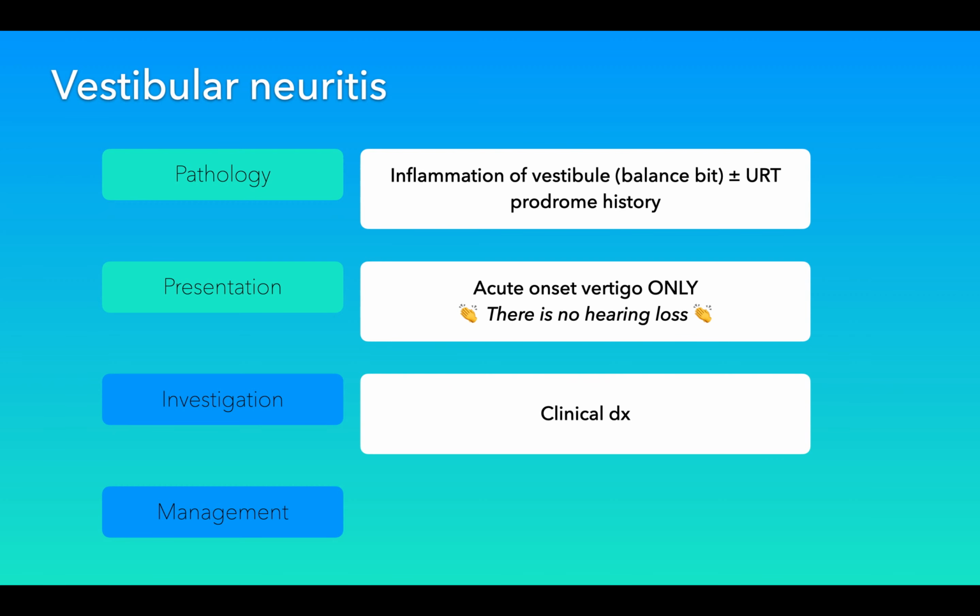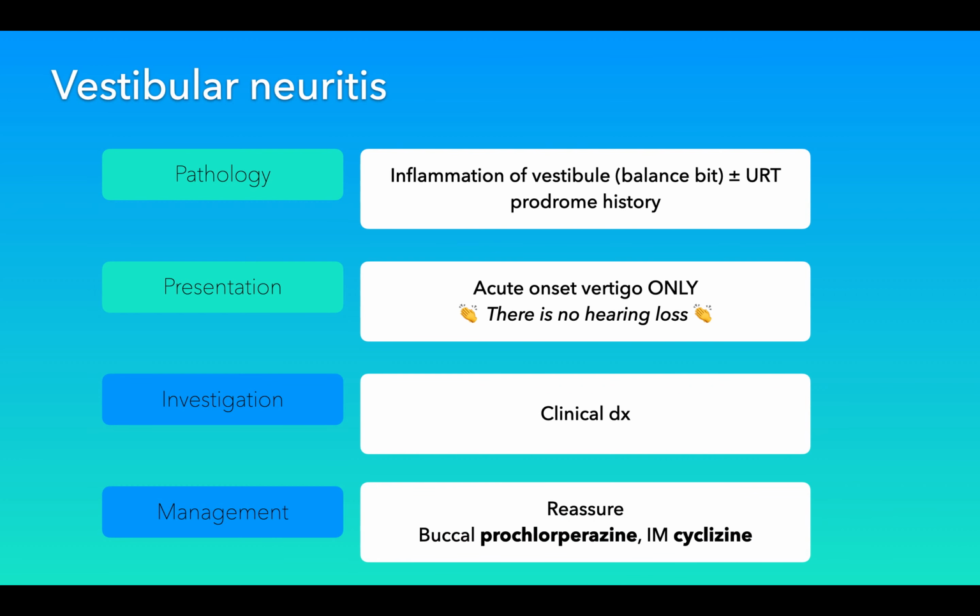Is there acute onset vertigo? Is there an upper respiratory tract history? Could it be anything else? You can give them things like IM cyclizine to dampen down the symptoms of acute onset vertigo, but most of this is reassurance. Cyclizine, your histamine H1 antagonist, is on the drugs list, so know it.